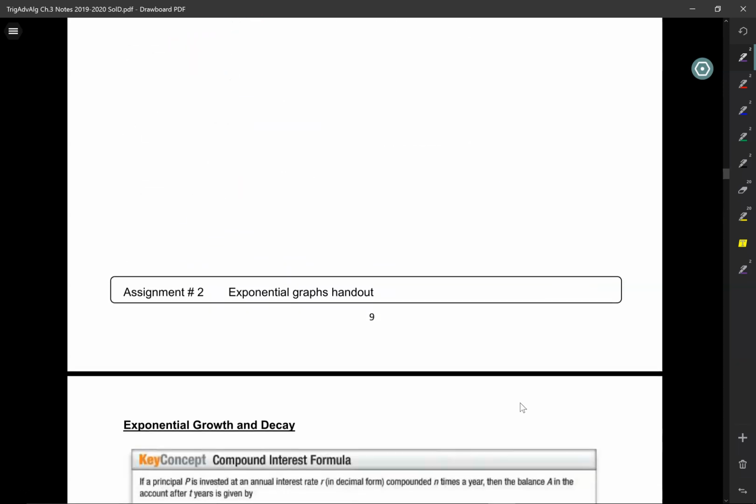Alright, so that's pretty much that. The homework is the exponential graphs handout, and you can see on top of it, it says assignment number 2. And I really want you to keep track of these assignments so that you know which ones to turn in at the beginning of the week.